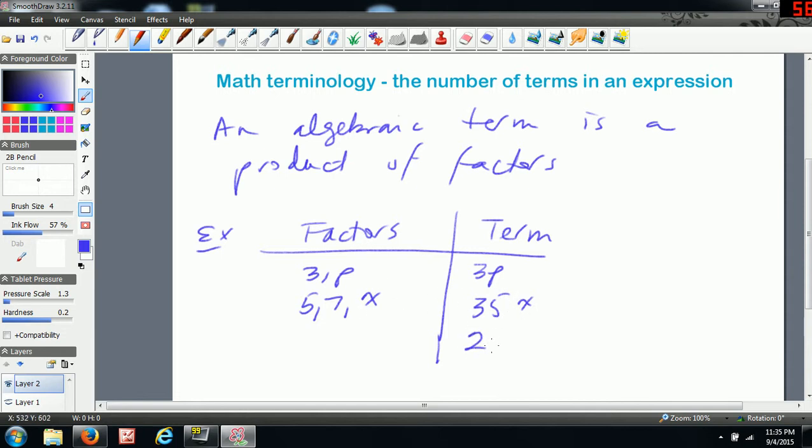If we had the term 2x squared y cubed, then the factors of that would just be 2, x and y. Okay? And if we want to list both the x's, we could say 2, x, and then there's another x, and then there's 3 y's. Or you could just list them at once.